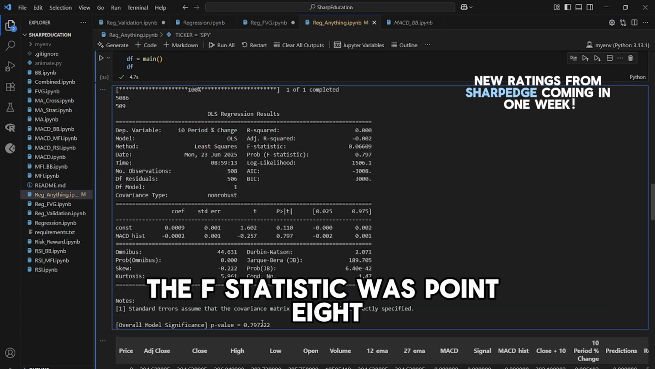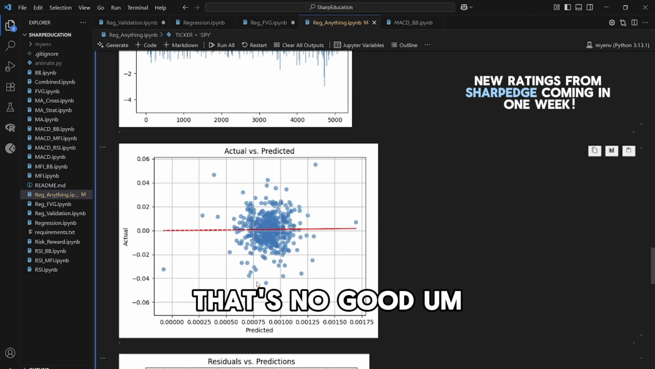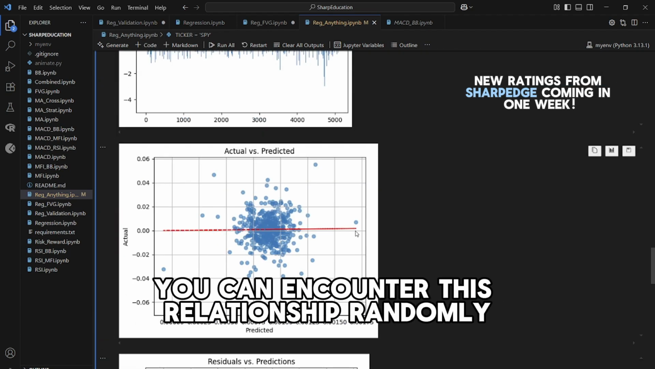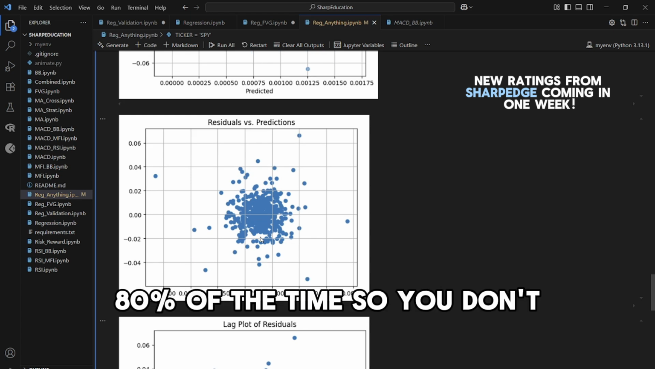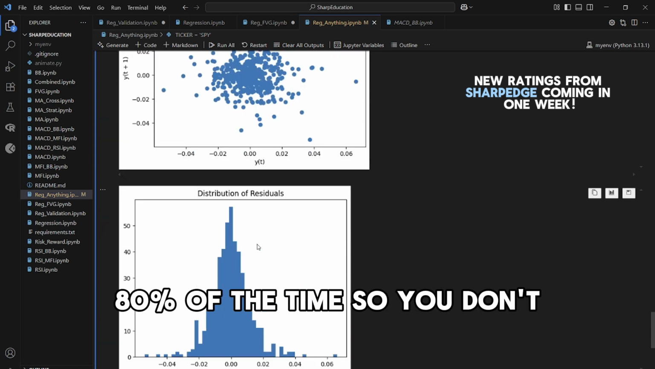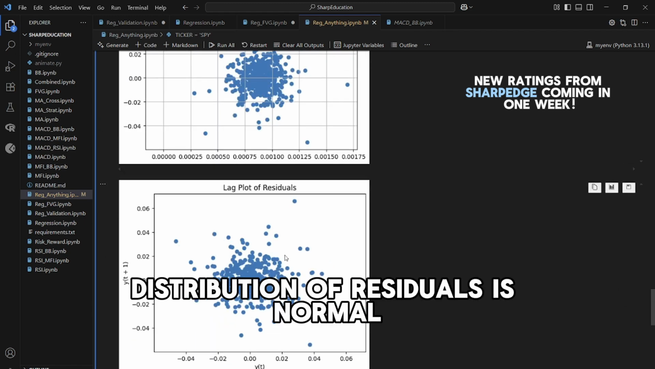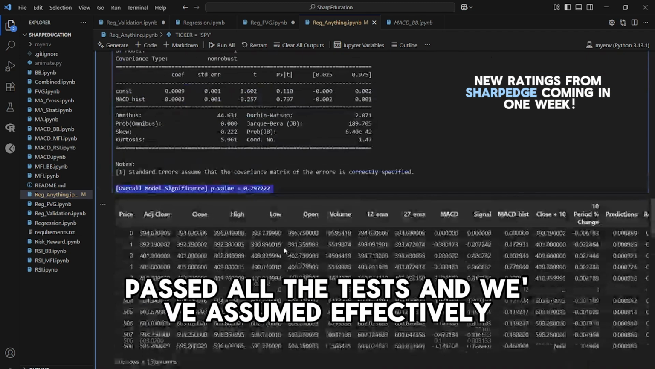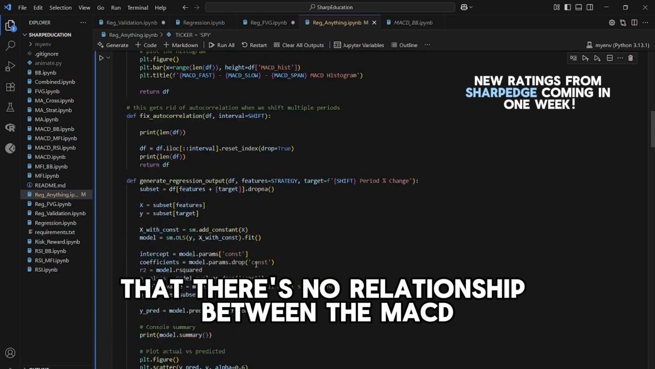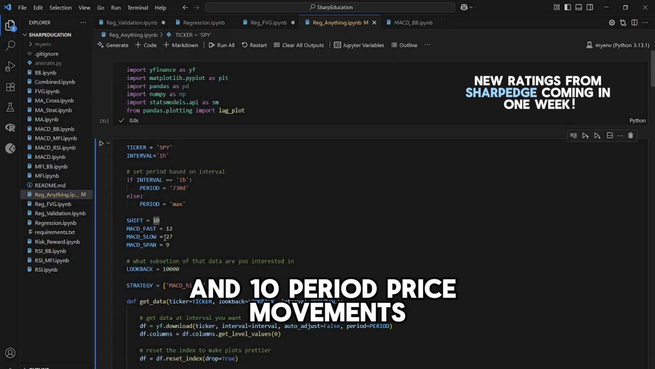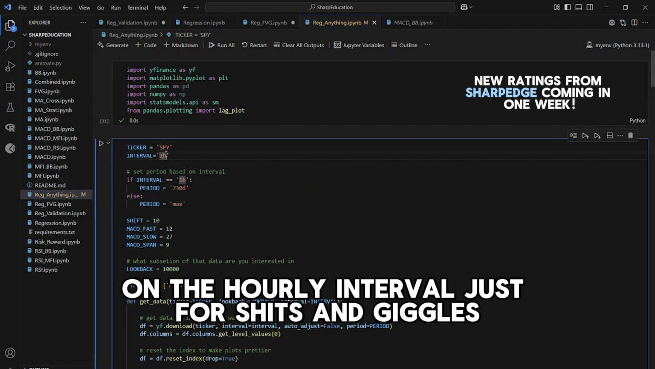The F statistic was 0.8. That's no good. You can encounter this relationship randomly 80% of the time. So you don't want that. Distribution of residuals is normal looking. Great. So we passed all the tests and we've assumed effectively that there's no relationship between the MACD and 10-period price movements on the hourly interval.